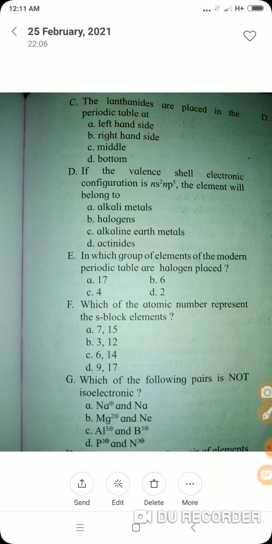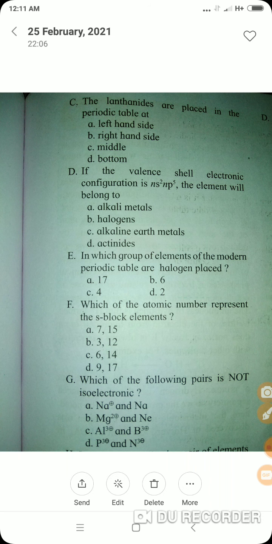Now next MCQ, D number. If the valence shell electronic configuration is ns2 np5, the element will belong to. Four options are given: alkali metal, halogens, alkaline earth metal, and actinides.